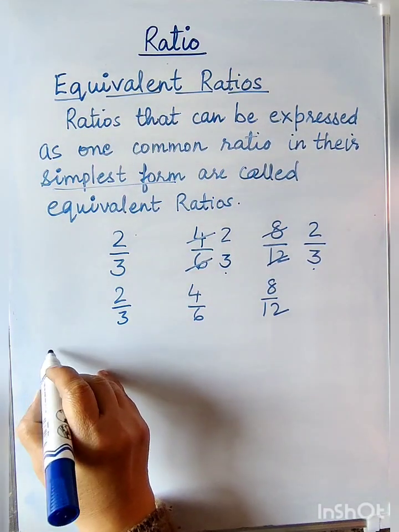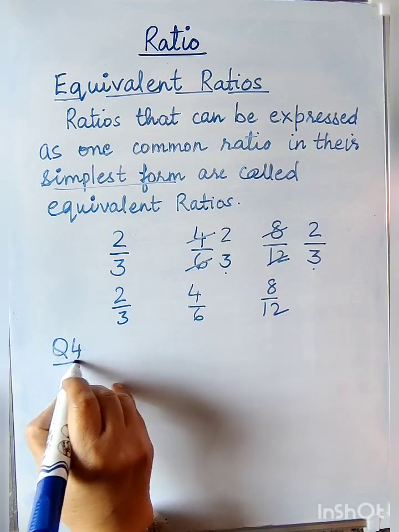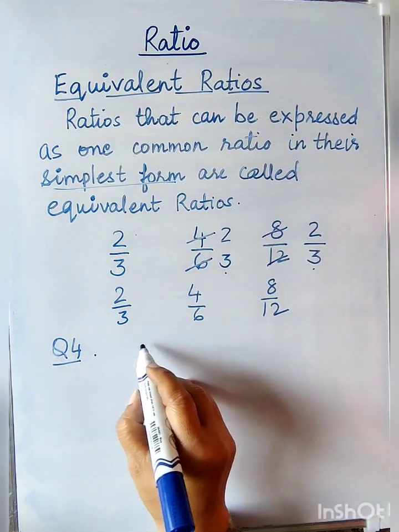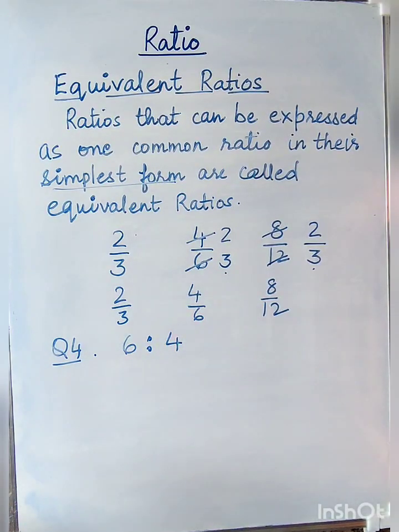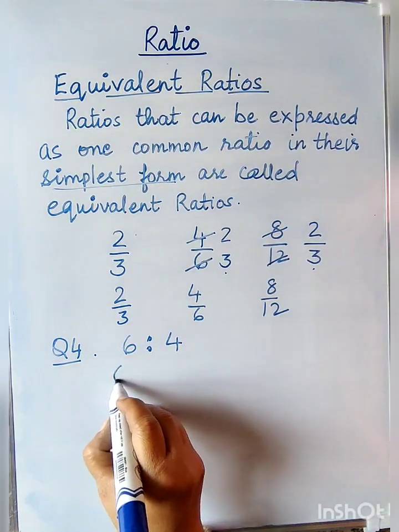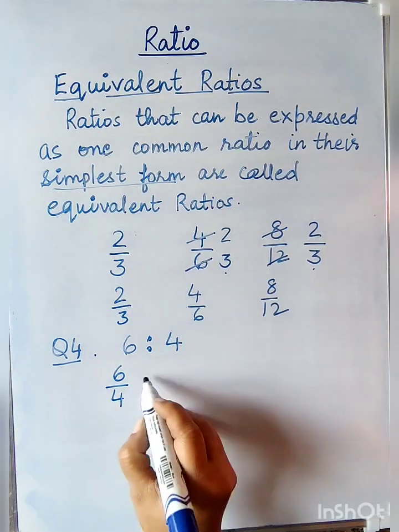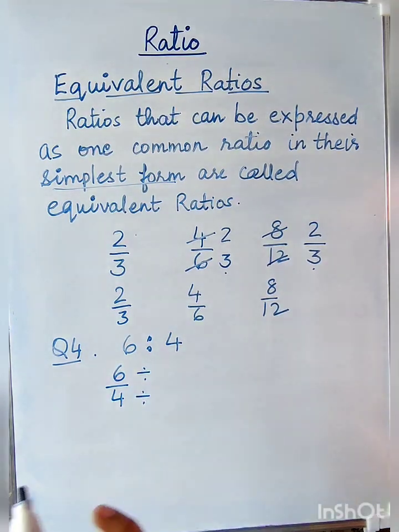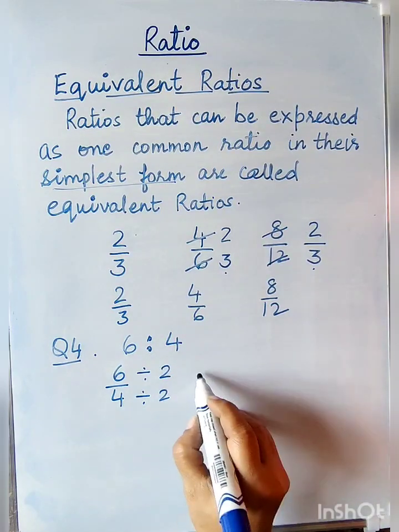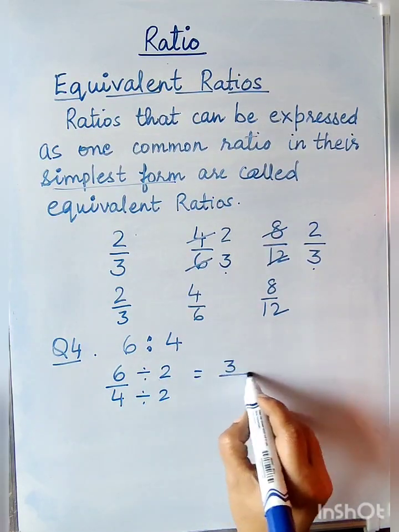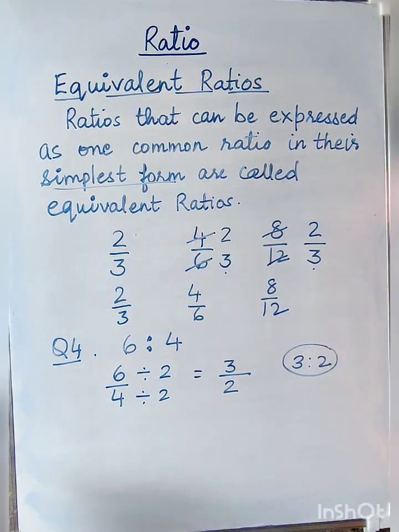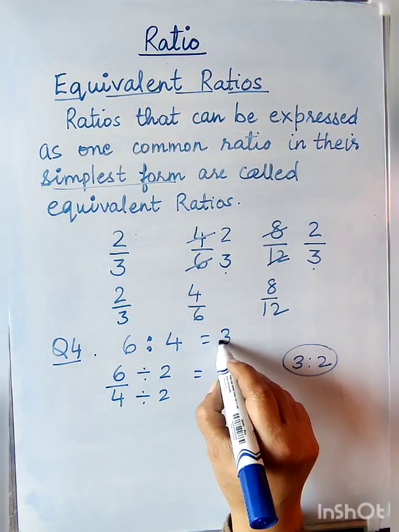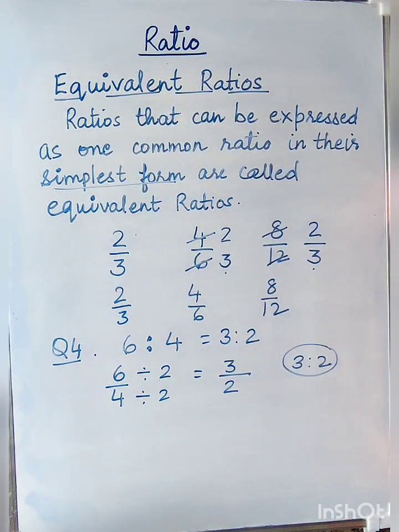So now let us do one question based on it. It says find any two equivalent ratios of 6:4. We have to find equivalent ratios of 6:4. Now one way I can do is to divide this ratio by the common factor. That means 2. So I will get 2 3s are 6 and 2 2s are 4. So 3 by 2 will be my ratio in the lowest form. That will be equivalent to 6 by 4.